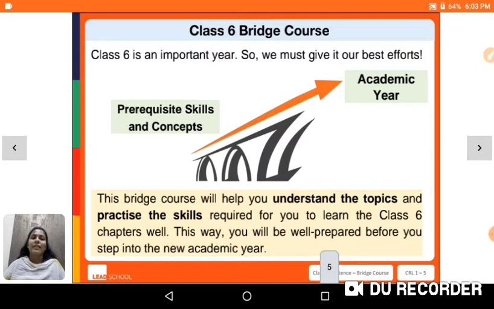So class 6 is an important year, so we must give our best efforts. The bridge course will help you understand the topics and practice the skills required for you to learn the class 6 chapters well. And this way you will be well prepared before you step into the new academic year.